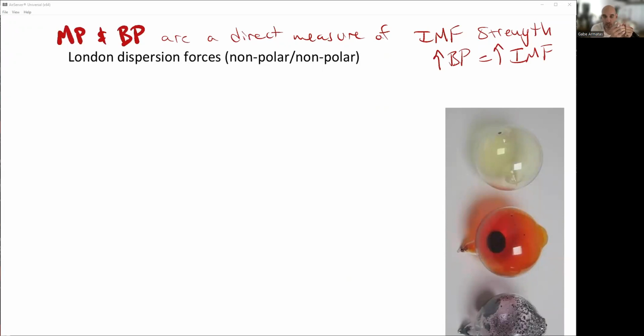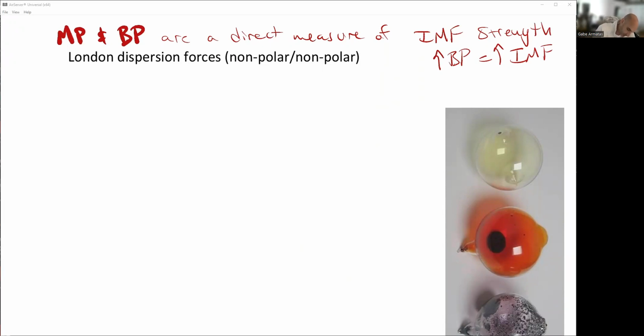And it's always a competition between the heat of the environment and the energy of the environment, as well as the forces holding together. So if those forces are really holding together well, we're going to have to really crank the temperature up in order to get them to break apart and become a gas. Okay, so let's take a look at London dispersion forces.